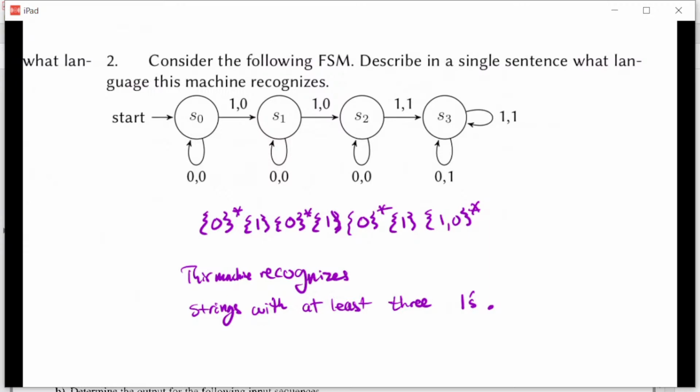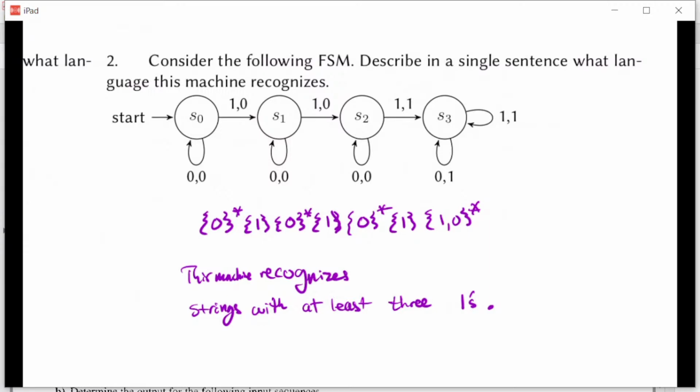Let's go ahead and take a look at this, though. Hopefully you see exactly what's happening: you're keeping track of the number of ones. The ones seem to be what's advancing us over to the right. So how many ones do I need to get over to that special place, S3? We need 1, 2, 3 ones. Once I have 3 ones, I'm over here, and I stay over here forever. So I can have any number of zeros in any order. All I care about is the fact that I have 3 ones somewhere. And so in plain English, it recognizes strings with at least 3 ones, anywhere they are.